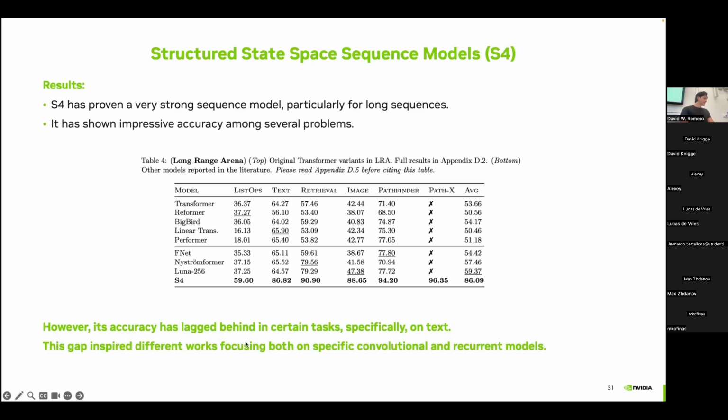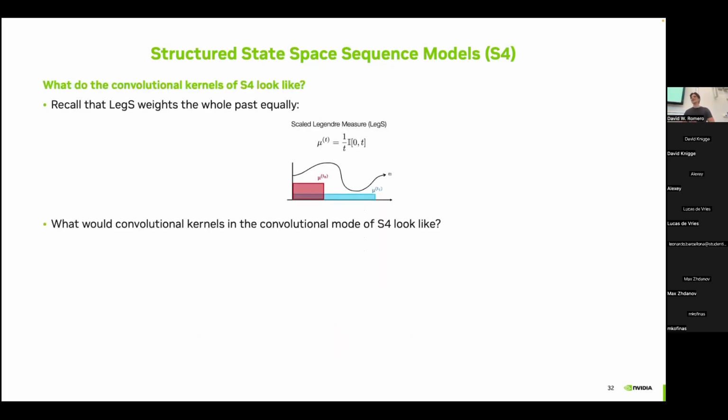But there was still something missing, and that is that it was specifically on text. This was lagging behind other methods like self-attention. And this inspired other works in both the recurrent mode and the convolutional mode that we're going to discuss next. But before we do that, I have a question for you.